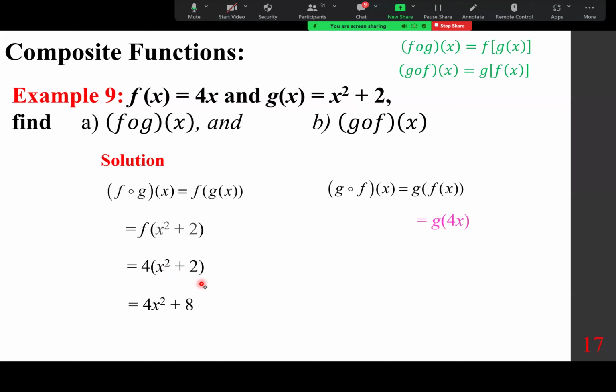g of f is g of f of x, or g of 4x, which means into the g function, replace the x with the f function, which is 4x. Now 4x, quantity squared is 16x squared, plus 2, and of course, as expected, in general, they're not the same. In general, f of g and g of f are not the same, and as you recall from algebra before, they become the same when they are inverse functions. Okay, we know that.